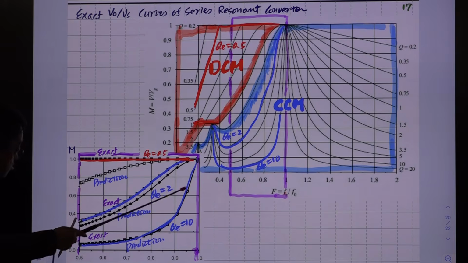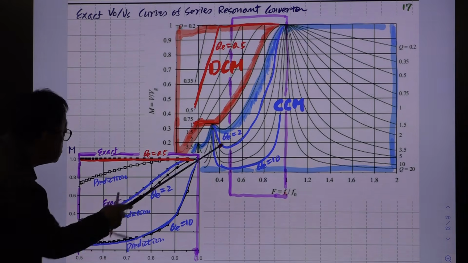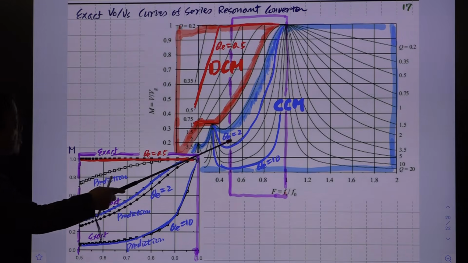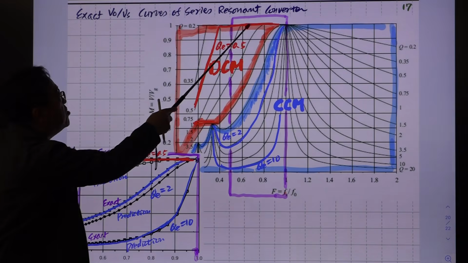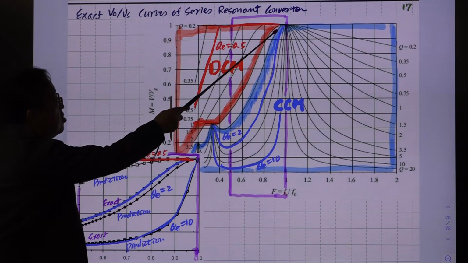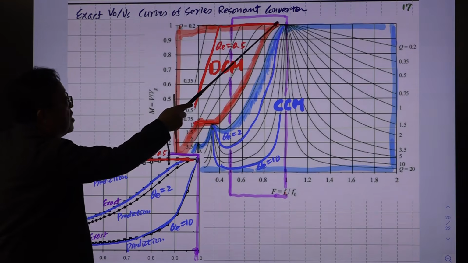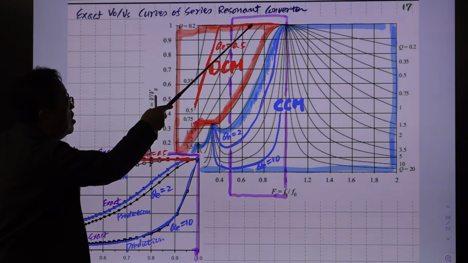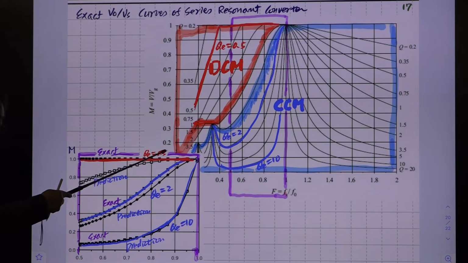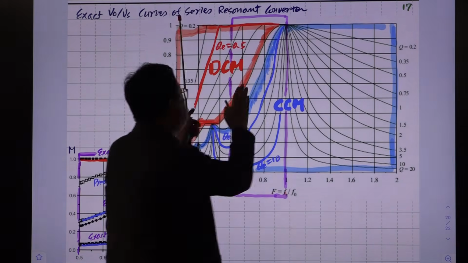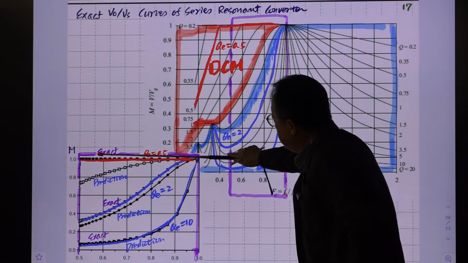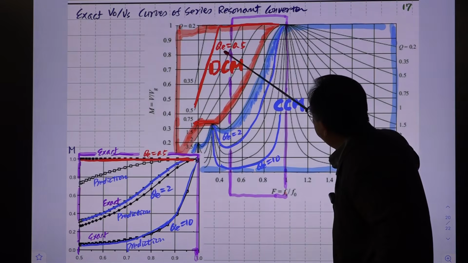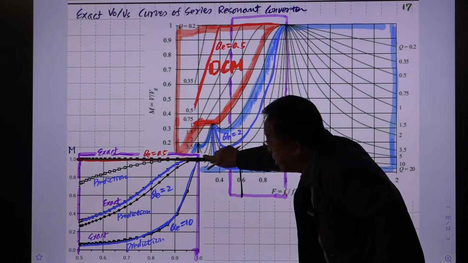So for Q of 10, this prediction is very good, very accurate. Q of 2 shows some deviation, but still observable. But Q of 0.5, this red one, is the prediction of the exact curve. The exact curve shows the gain is just 1, not controllable, and it suddenly goes like this. Then we saw this part, this squared area here. Previously the exact curve with Q of 0.5 is this horizontal line.